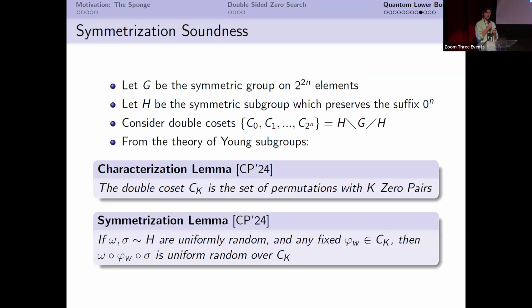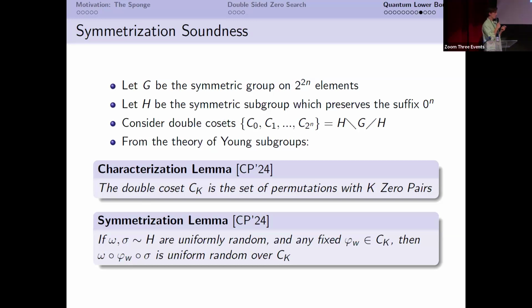The symmetrizing permutations that we sandwich our worst case instance with come from a certain subgroup of the symmetric group, which is the one that preserves the suffix 0 to the n. By the way, this is called the Young subgroup. In general, subgroups with a product structure like this are Young subgroups, and the theory here is pretty well understood. We can apply this to our problem by this lemma that characterizes the double cosets that these subgroups induce on the full symmetric group.